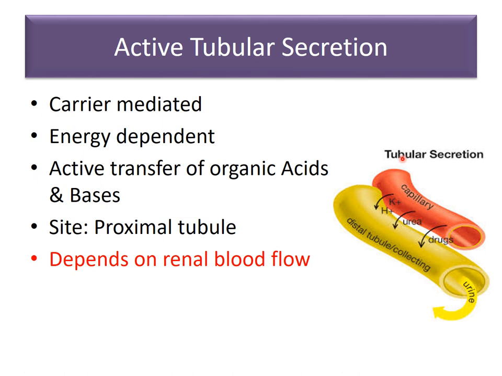Plasma-bound or protein-bound or large molecular substances will not be filtered in the glomerulus. So they will come through the efferent arteriole. From there, they will be secreted to the distal tubules.